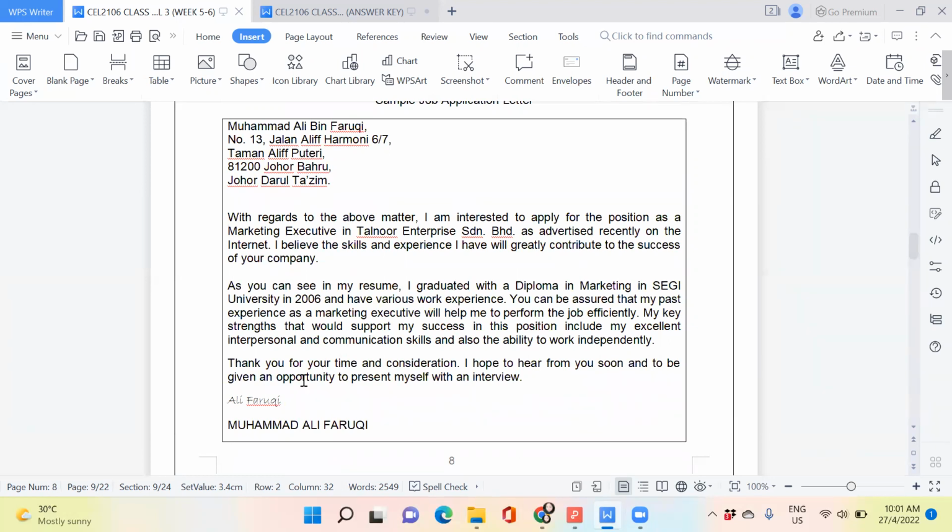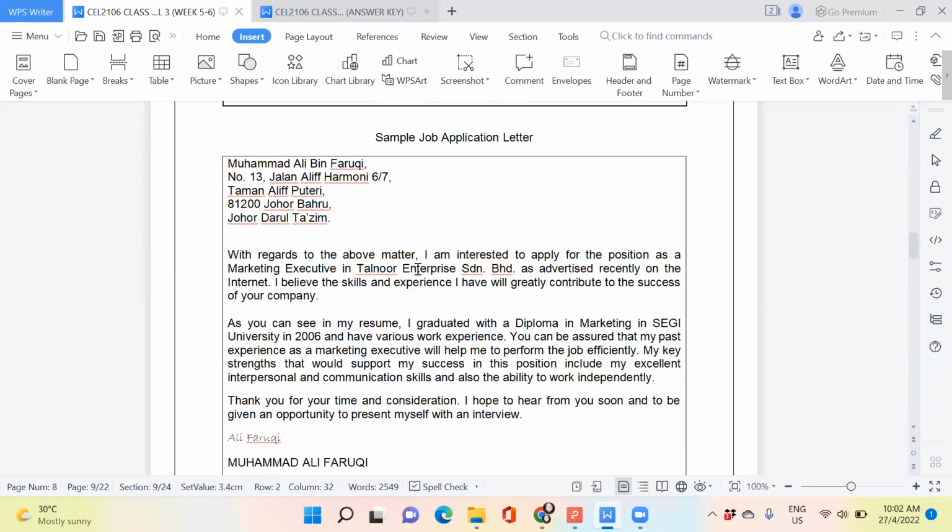And the last paragraph, last but not least, is where you thank the person formally for reading your letter. Lepas tu, you bagilah your contact information. So phone number dengan email address. Okay, so remember, in a job application letter, wajib ada these 3 paragraphs. One is where you introduce yourself. The second one is where you mention or promote your skills. And the third one is where you give your contact information.